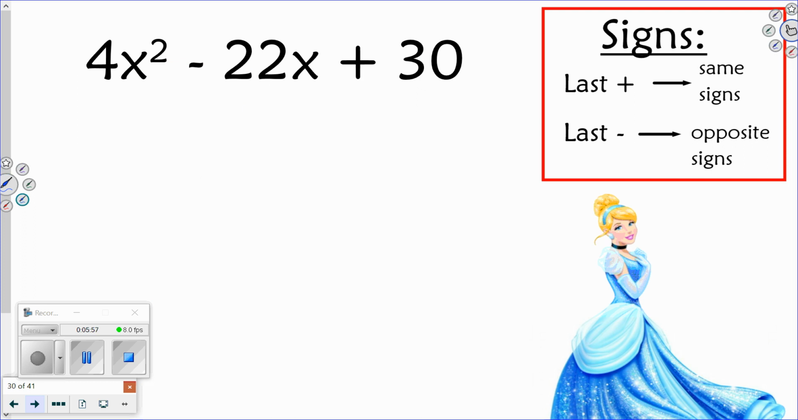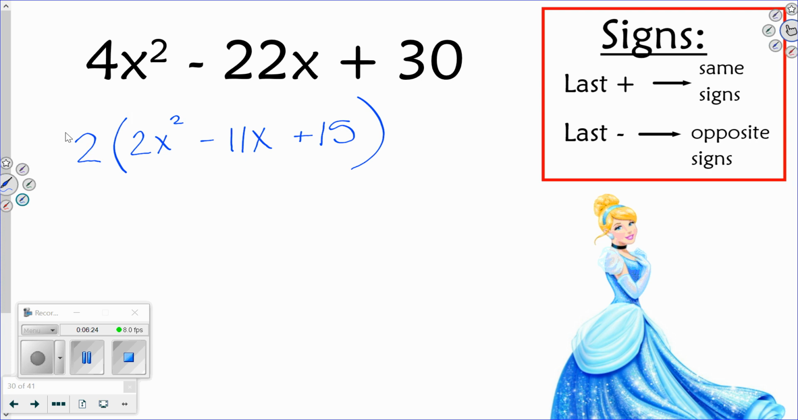4x squared minus 22x plus 30. Any GCF? 2. If you're ever not sure if it's the biggest number, pull it out and then look and see what's left. If it's not the biggest, something will still be common sitting inside. So we would be left with 2x squared minus 11x plus 15.